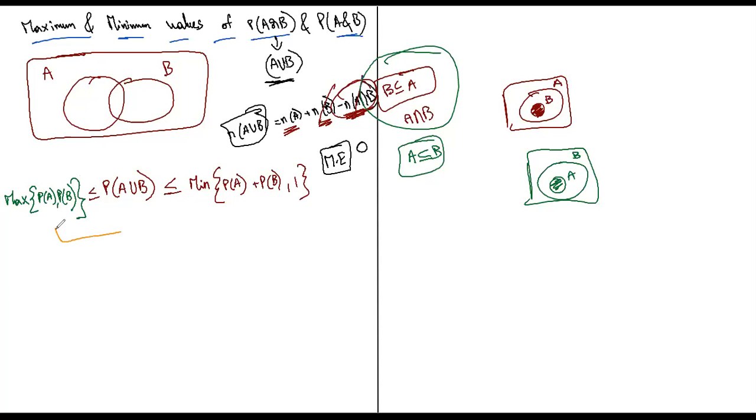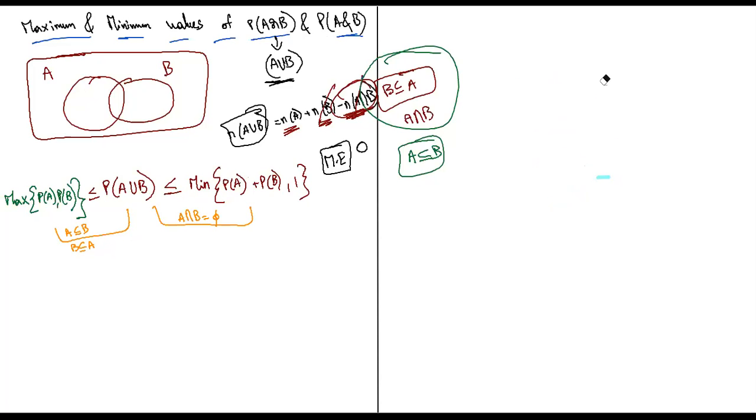Just let me write a marking. This case will happen when either A is a subset of B or B is a subset of A. And this case will happen when A and B are mutually exclusive. Okay? Any doubts still here? Anyone wants me to explain anything?